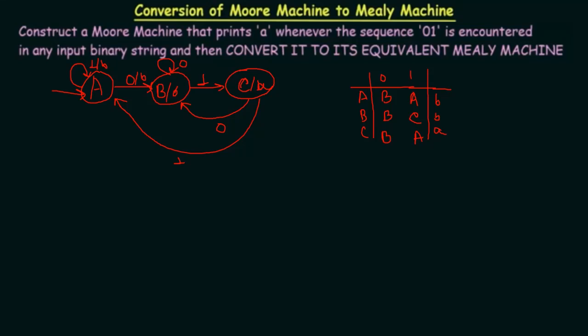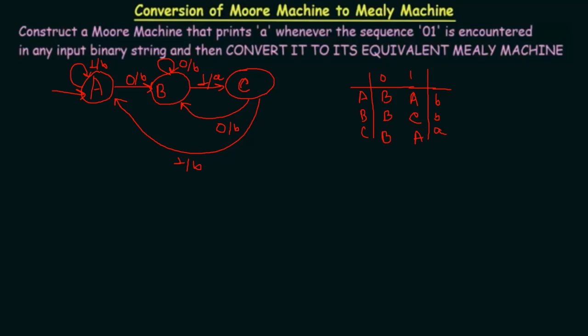And also here it should be 1/B, here it should be 0/B. Only in this case it should be 1/A. For all of the other cases, it is going to be B. Now here, you can erase the symbols that were inside. Okay, so that is the equivalent Mealy machine.